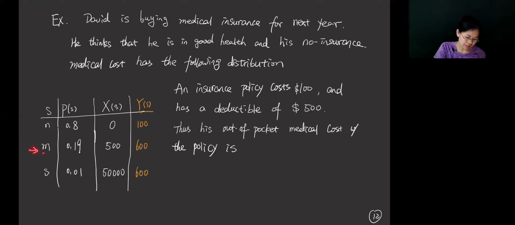In the second state, he might have some mild illness and he visits the doctor, and that might cost $500 without an insurance. And lastly, there is a small chance that he might get severely ill and be admitted to the hospital, and that could cost him a lot of money without insurance, $50,000. And let's say the probability of each state is given by this: 0.8 for no doctor visit, 0.19 for mild illness, and 1% for the severe illness. Now, the old random variable we're considering is the no insurance medical cost, which is 0 in the N state, 500 in the M state, and 50,000 in the severe state.